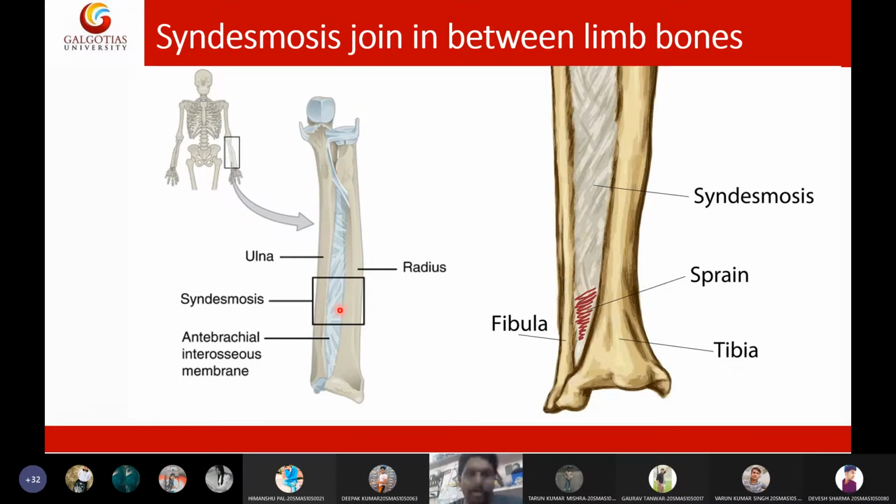And last and final is gomphosis. Can anyone say what is gomphosis? Where is the gomphosis present, students? Tooth and jawbone. Very good. Tooth and jaw.